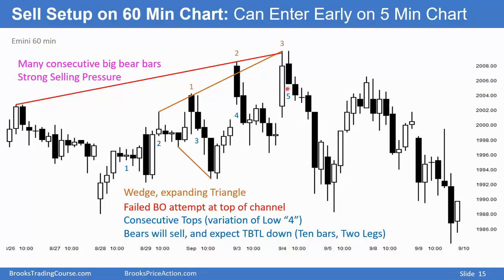Bears will sell, expecting at least a couple legs down. 1, pullback, 2. They sell just below the low of that bar.